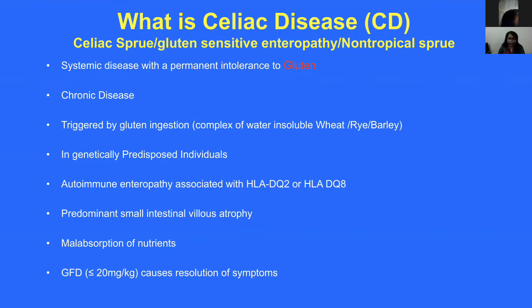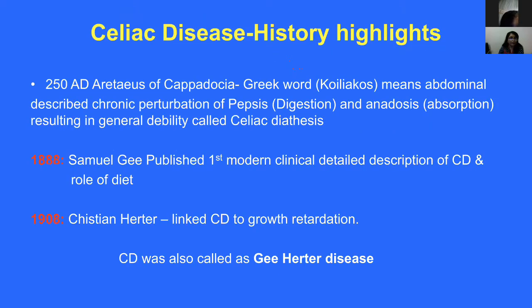Interestingly, a gluten-free diet causes resolution of symptoms. That means exclusion of some diet helps in resolution of symptoms. And the interesting part is the relapse of symptoms with reintroduction of gluten. So a disease caused by a nutrient leading to malabsorption, resolution of symptoms by exclusion of a gluten-containing diet, and relapse of symptoms when we reintroduce the gluten. These are the features of celiac disease.